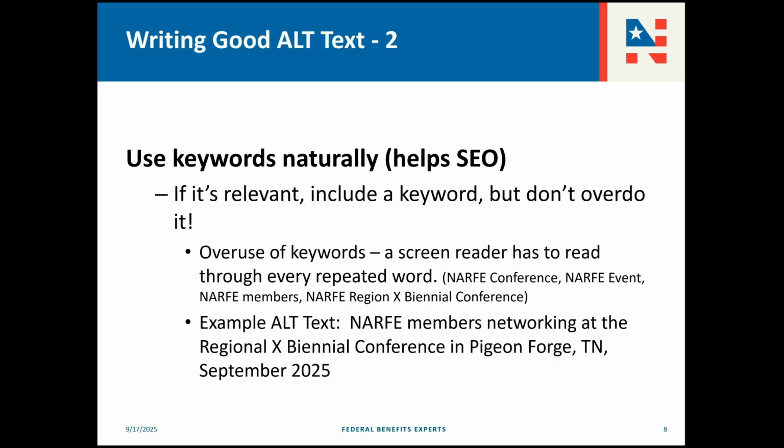Use keywords naturally. This will help SEO. If it's relevant, include a keyword, but don't overdo it. Search engines can get confused or even penalize content when keywords are overused. This is often called keyword stuffing. It happens when you repeat the same words or phrases too much in an attempt to boost rankings.